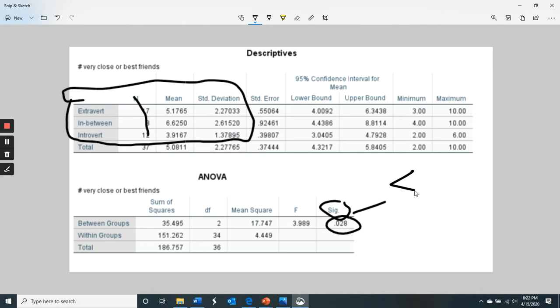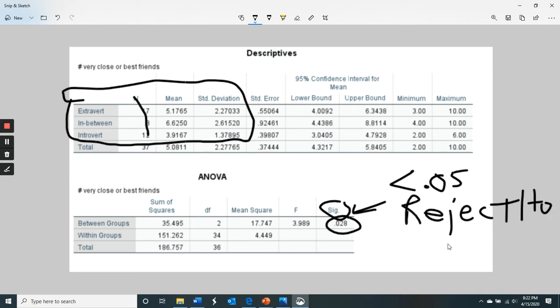And so again, we're looking for sigs that are less than 0.05. That's our alpha. We're saying it's okay if we have 5% or less chance of making a type 1 error. This sig tells us the exact probability of a type 1 error, and it's 2.8%. So 2.8% is less than 5, so we reject the H0. So there does seem to be a relationship between extroversion, introversion, and number of best friends.